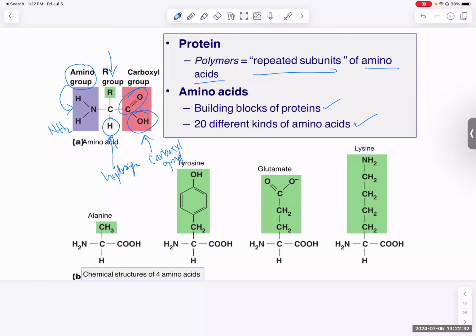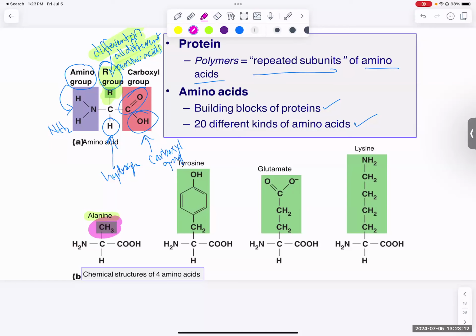What is different on every single amino acid is the R group. So let's highlight this R group, shall we? This R group right here is going to be different on all amino acids. And so this is showing you for alanine here, this is alanine, and this right here is going to be the R group, right? That's a methyl group or methane.